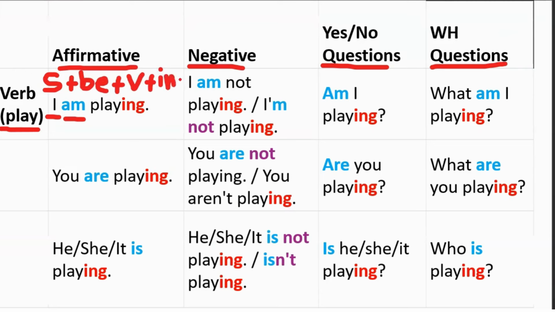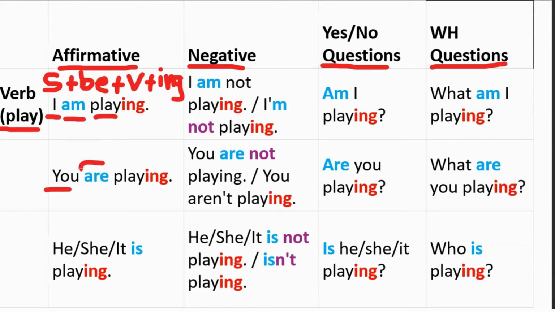So here in this sentence, if we see, it is I am playing. I is the subject, am is the form of be, which we use with I. Play is the base form of the verb, and we have added ing to it. I'm playing. In the second sentence, you are playing.